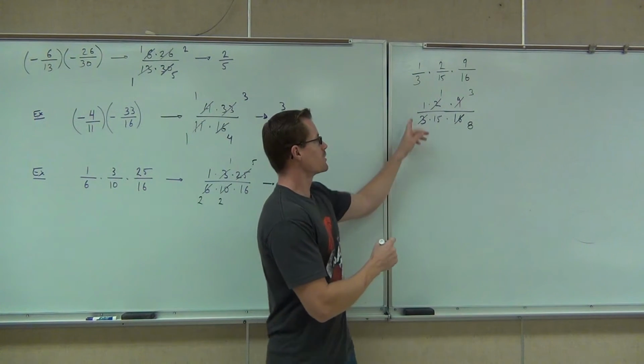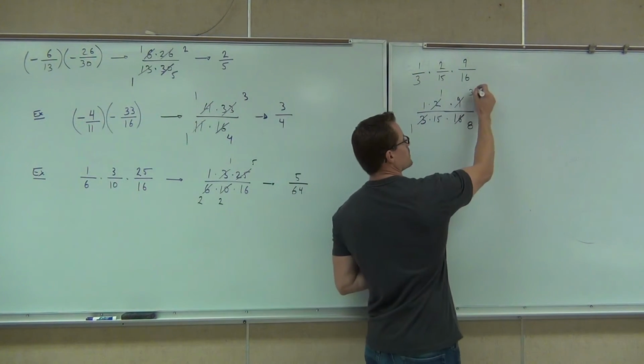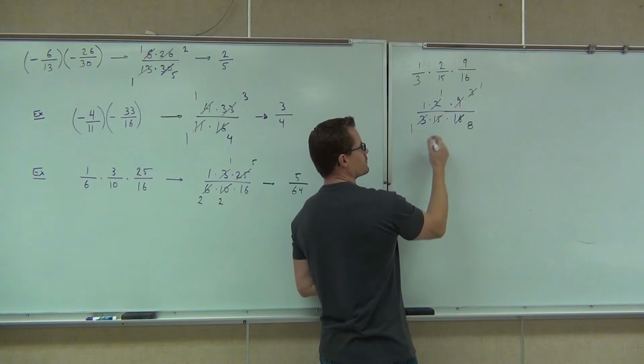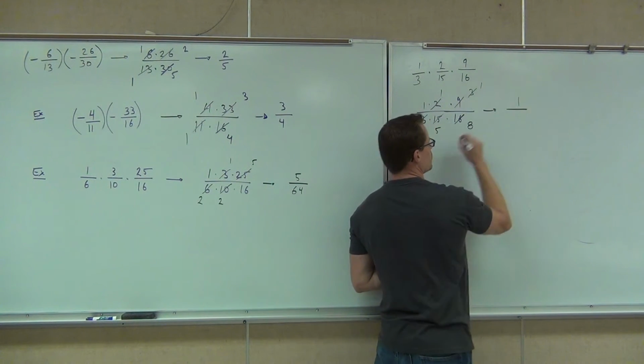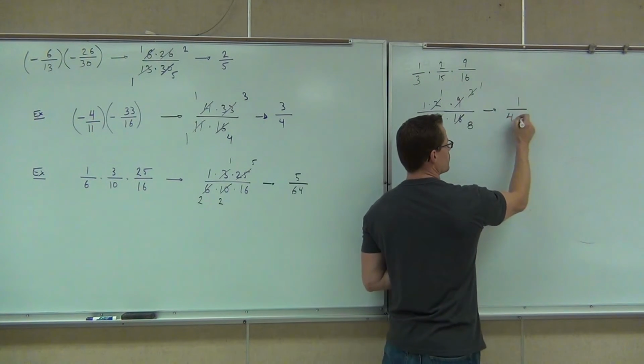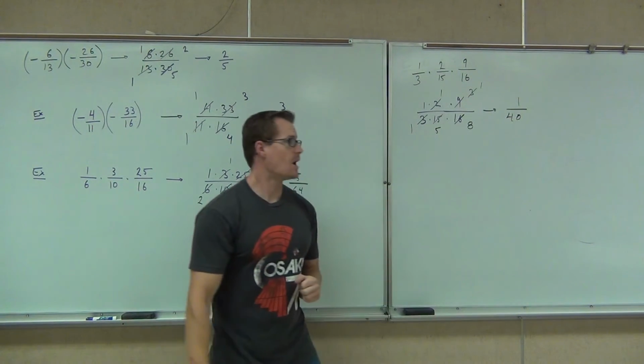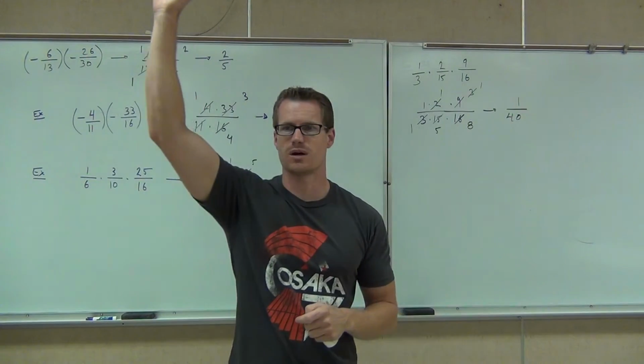Well, we'll find out. Here we have 1, 1, and 3. 3 goes into 3 1 time. 3 goes into 15 5 times. 1 times 1 times 1 is in fact 1. 1 times 5 times 8 is 40. That's your final answer, 1/40. How many of you feel pretty good about what we just talked about? Good deal.